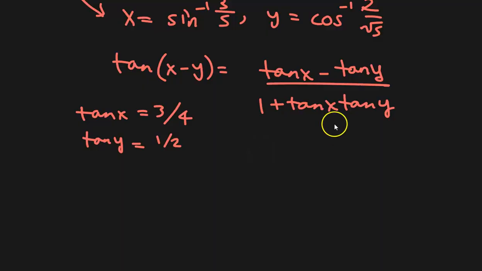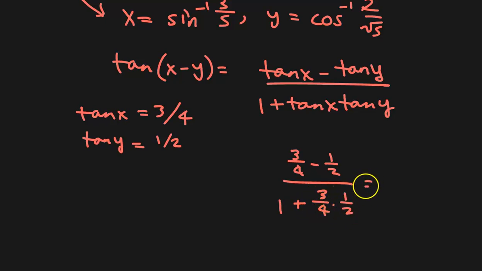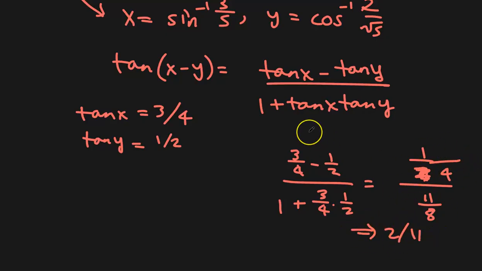Now we can plug this in. So what is tan x minus tan y? That's 3/4 minus 1/2 divided by 1 plus 3/4 times 1/2. So in the denominator we get 1 plus 3 over 8, so that's 11 over 8. Sorry, the numerator is 1/4, right? This entire thing, I'll write that a little neater, is 1 over 4. And so this entire thing becomes 2 over 11. Okay, so we finally got that.